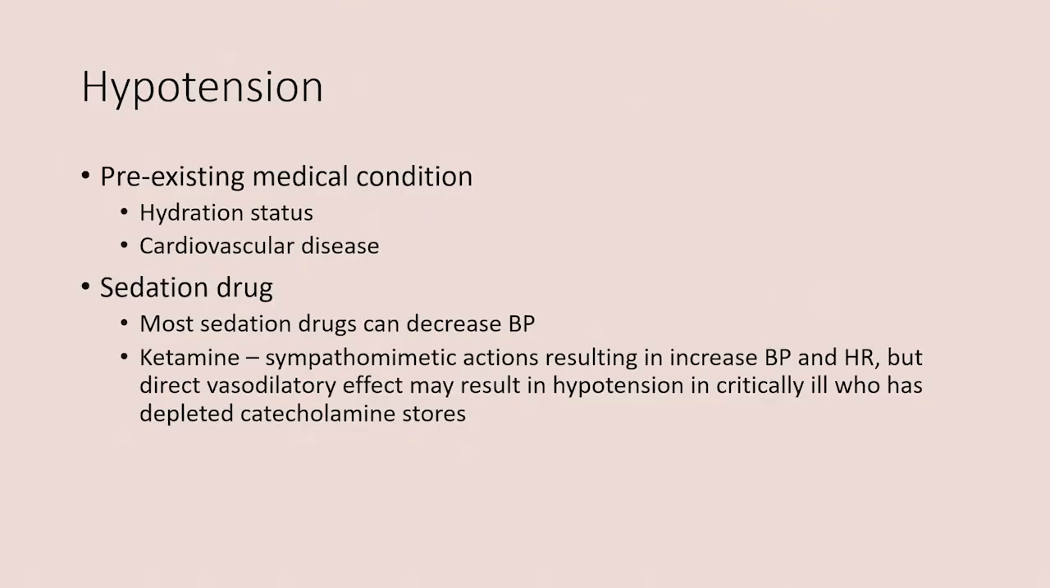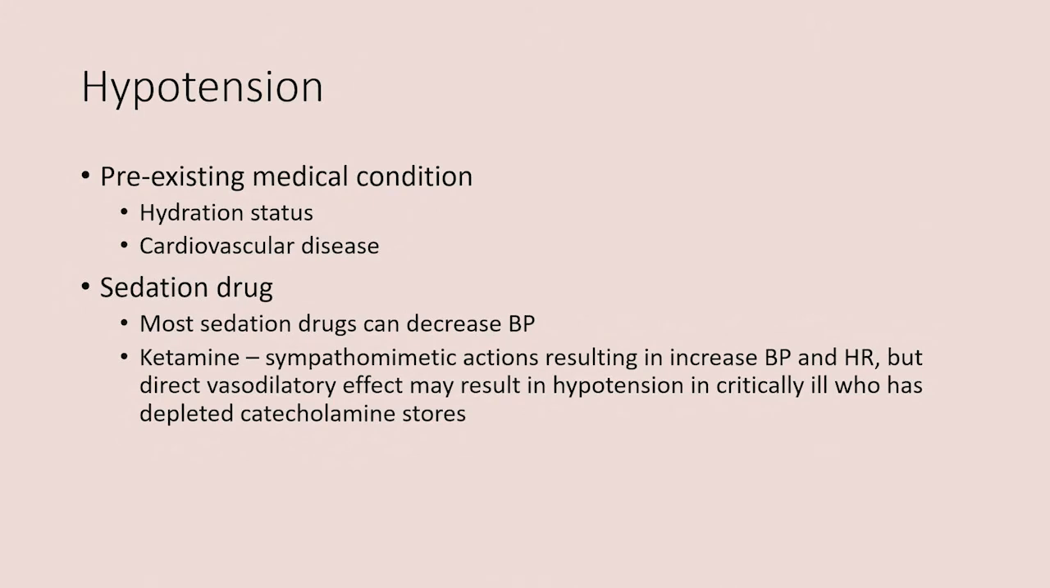So for children with hypotension, we should try to delineate the cause and treat accordingly. Questions to ask ourselves would be, is there a pre-existing medical condition that the child would have low blood pressure? Is the hydration status satisfactory? Is the child dehydrated or shocked? Or are there any cardiovascular abnormalities that may predispose to hypotension, like myocardial dysfunction or poor contractility?